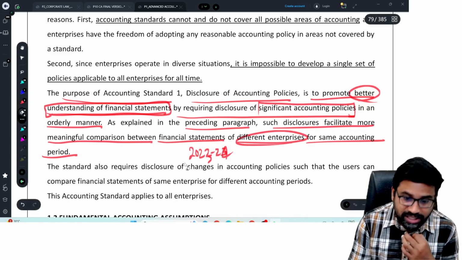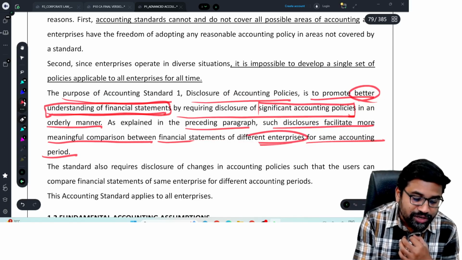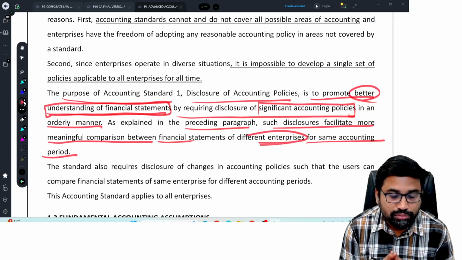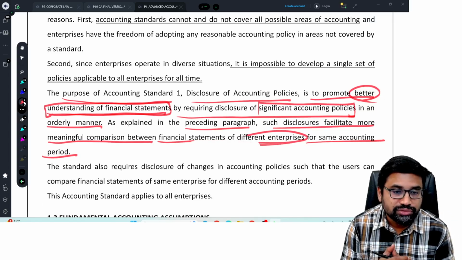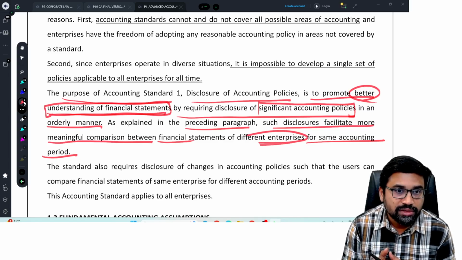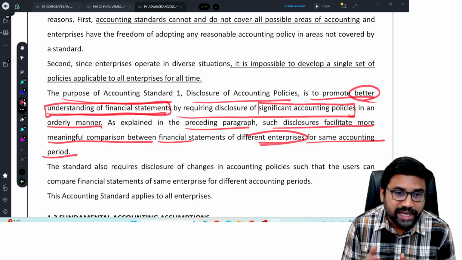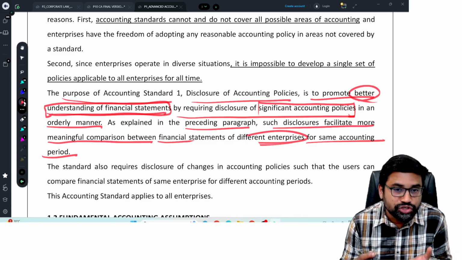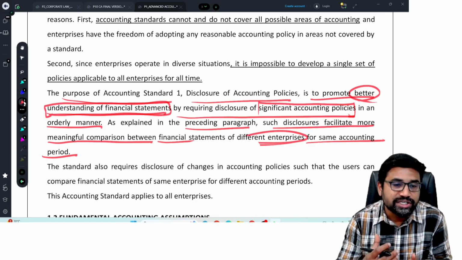It should not be the case, because financial statements play an important role in decision making. Those who depend upon the organization, those who are users of financial statements, it is a very important document. Therefore, it should provide a meaningful comparison. So to enhance that feature, this Accounting Standard 1 is introduced.